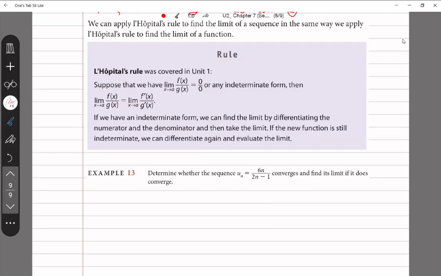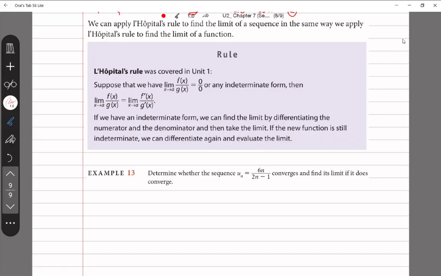We can apply L'Hopital's rule to find the limit of a sequence in the same way we apply L'Hopital's rule to find the limit of a function. So I'm guessing we did that in Unit 1. L'Hopital's rule was covered in Unit 1.